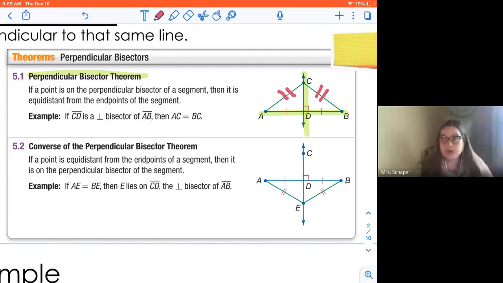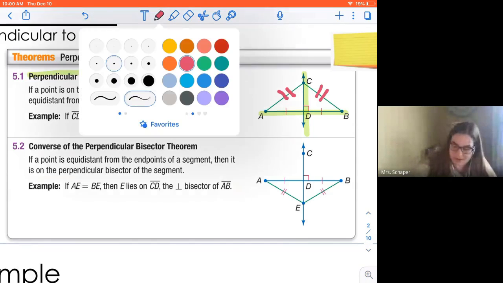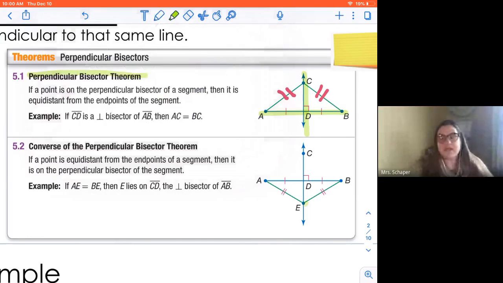The converse flips that around. If these two sides, so from the point on the perpendicular bisector to the endpoint, are equidistant, then we can say that CE is the perpendicular bisector of AB. All right, so understanding the difference between the perpendicular bisector theorem and its converse.